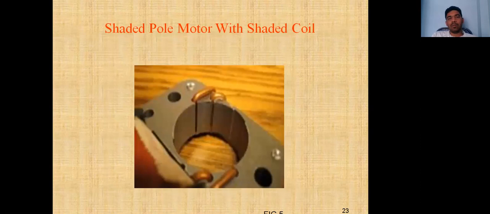Shaded pole motor with shaded coils shown here. It is a shaded part. Here the copper rings, it is also a shaded part. Here also copper rings. In between, the rotor is present. Shaded pole motor with shaded coils. Generally the shaded coil is a copper pad.